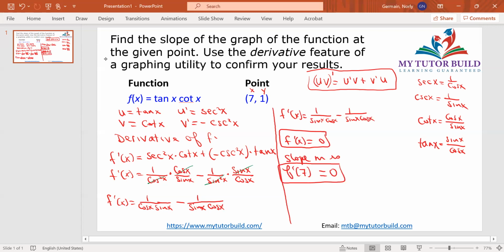One thing we don't do here is graph using a graphing utility, but you can use a TI-83 or 84, 89 or 92, hit graph y, and plug in this function, and you can see what type of graph you're going to have for f of x equals tangent x times cotangent x.